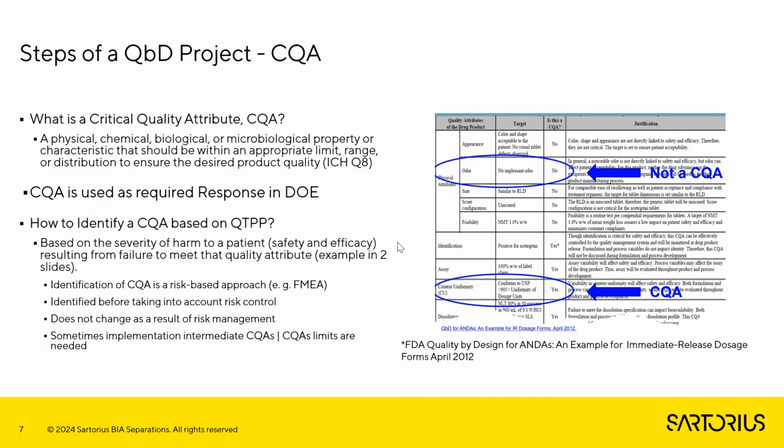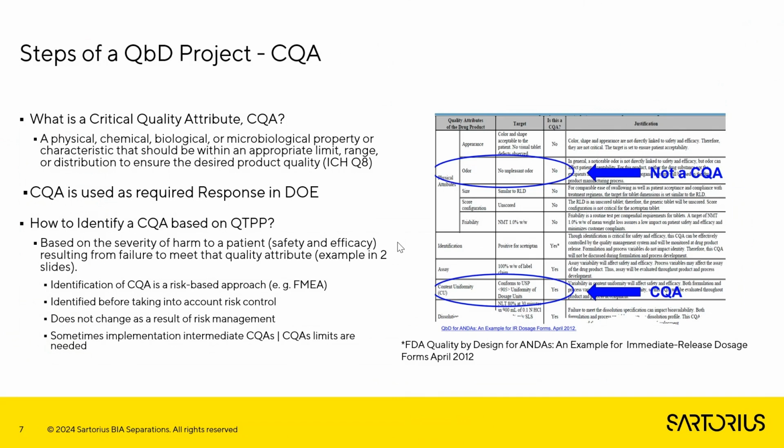So we identify them based on so-called quality target product profile, which means we need to understand the link between particular physical chemical property of our molecule, of our active ingredient, and the severity of harm to a patient from the safety or efficacy perspective, which would, so to speak, go wrong if we fail to meet this quality attribute. We will see in the context of mRNA, double-stranded RNA is such a critical quality attribute, which needs to be minimized in order to minimize immunogenicity of our product.